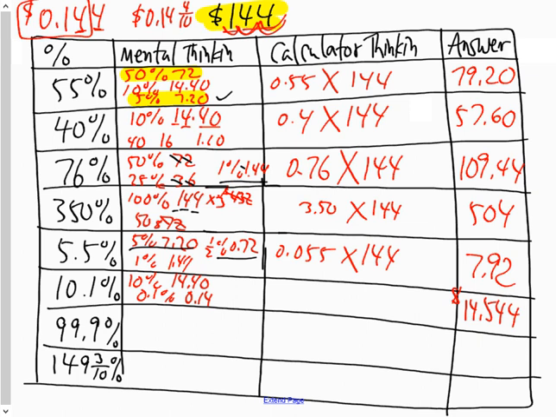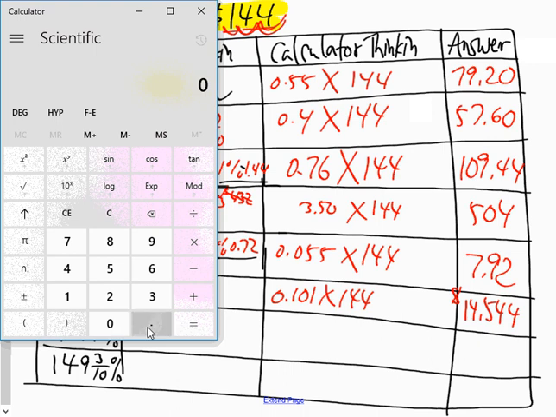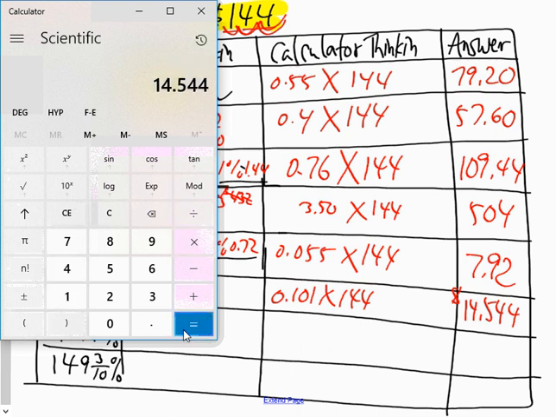When we take that idea of what is 10.1% as a decimal, 10.1% as a fraction with no decimal is 101 thousandths, right? 10.1%. So 10.1% of 144, hopefully, is 14.544. So 10.1% of 144 is $14.54 and 4/10 of a cent.